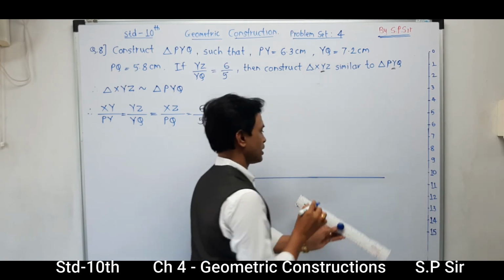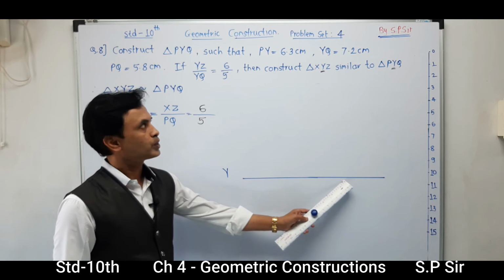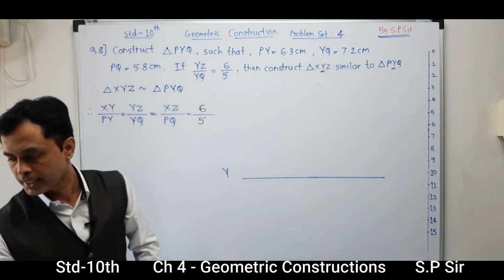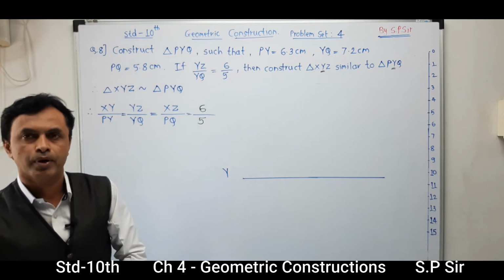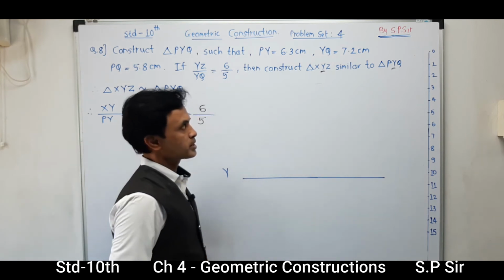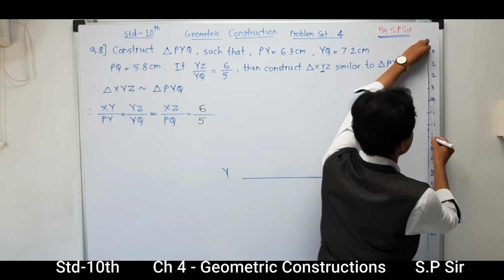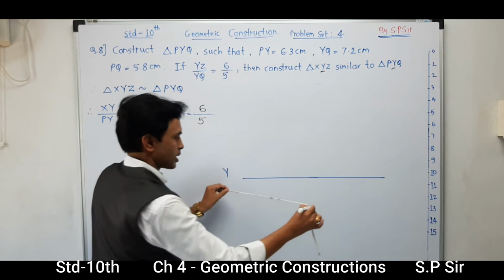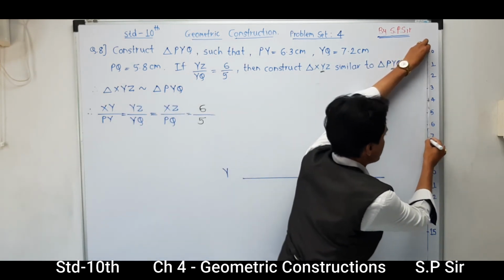Now we know that in PYQ, Y to Q is 7.2 centimeter. So taking that distance over here, 7.2, we can get a point over there. So from Y to Q, the part is 7.2 centimeter.